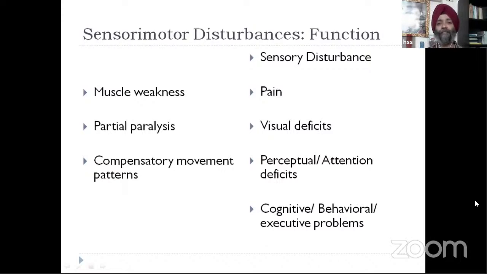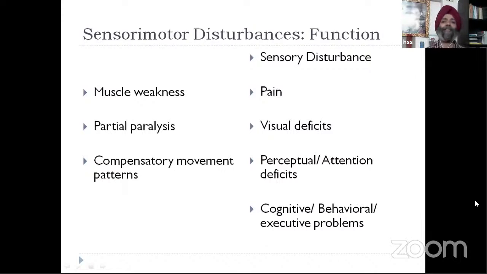Looking at the sensory disturbances, patients might have primary deficits of sensation. Patients may have central or peripheral musculoskeletal pains. They may present with visual deficits, perceptual and attentional deficits, and a lot of times, due to cognitive problems, the patients do not get that motor planning or ideation to move right. So their volition to move, intention to move is also sometimes affected.